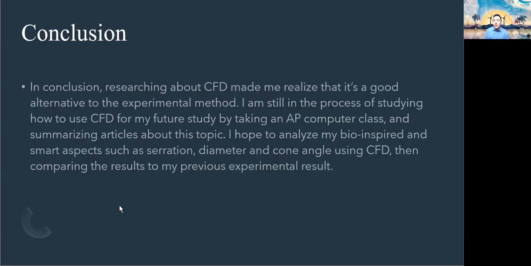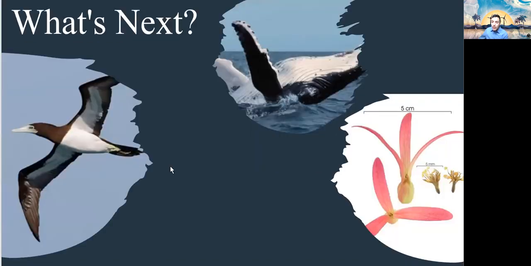In conclusion, researching about CFD made me realize that it could be a good alternative to experimental method. And I also hope to analyze my blades using my previous bio-inspired and smart blades using CFD. So what's next? What would I do next?